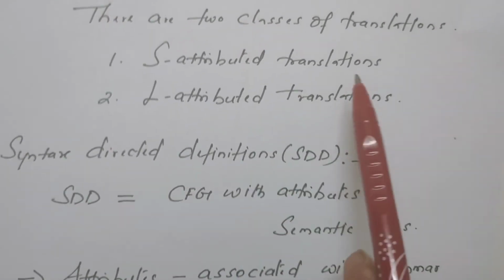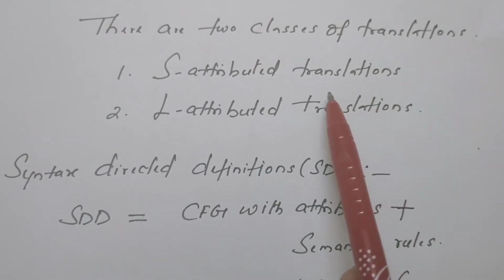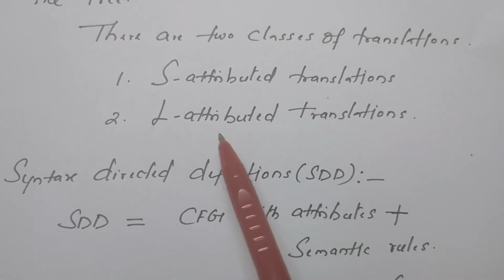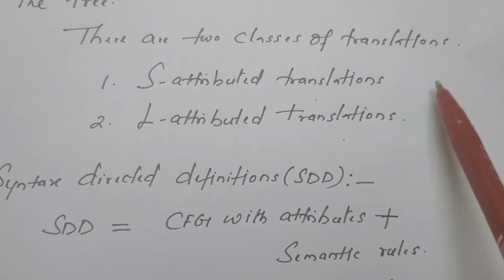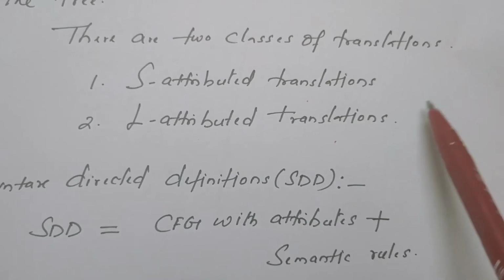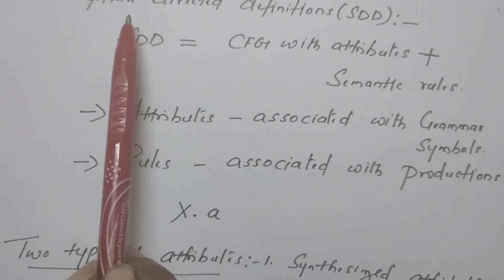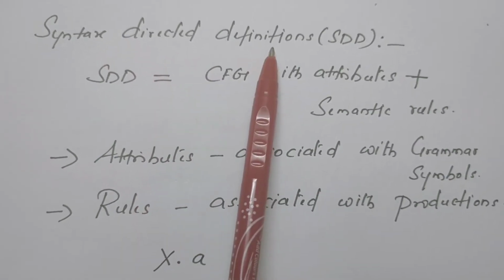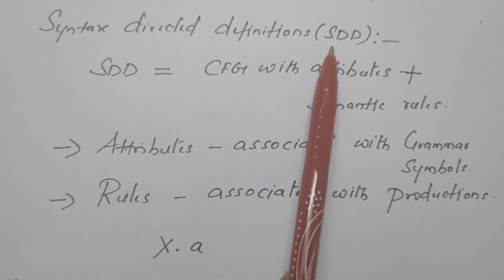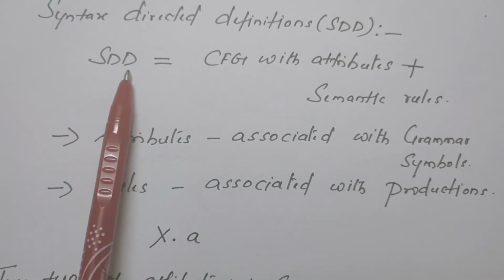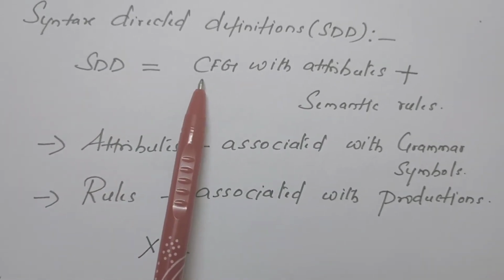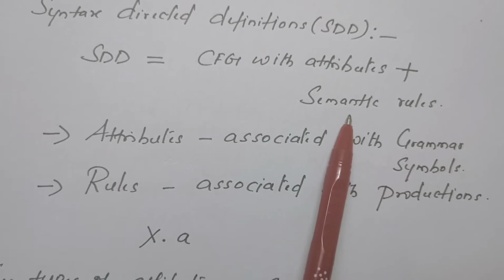There are two classes of translations, S-attributed translation and L-attributed translation. I want my viewers to be aware of these terms. That is why I am introducing this now. Okay. Now we try to understand what is syntax-directed definition. In short, we can call it SDD also. How do you define it? SDD is nothing but the context-free grammar with attributes plus semantic rules.